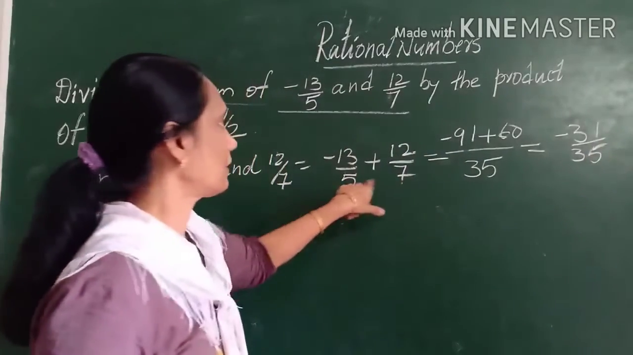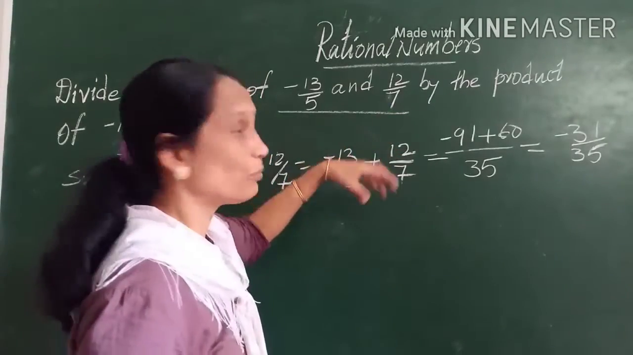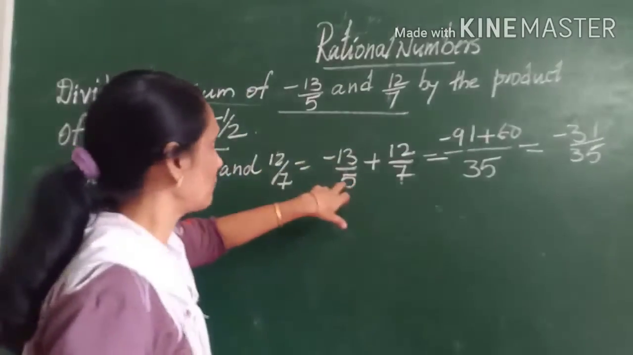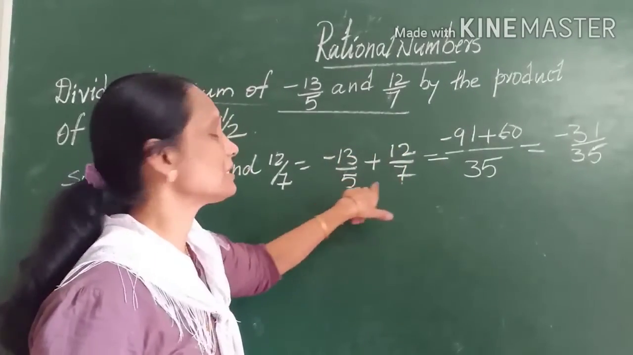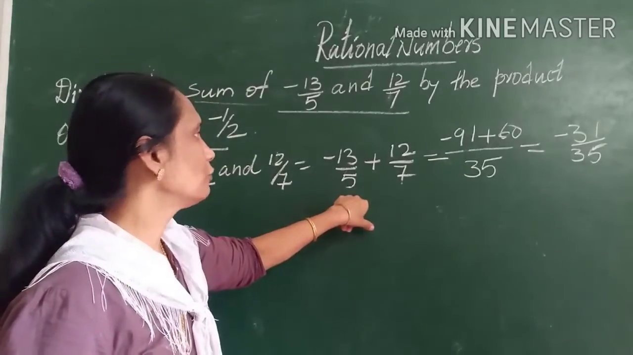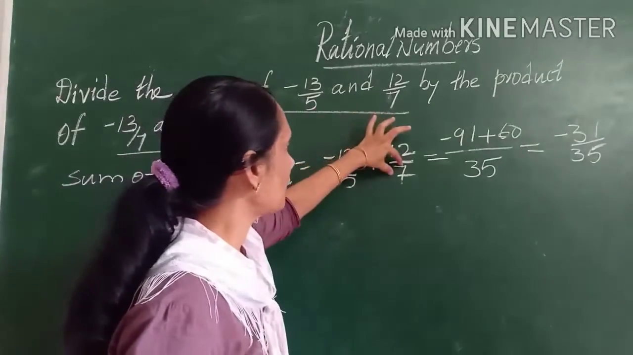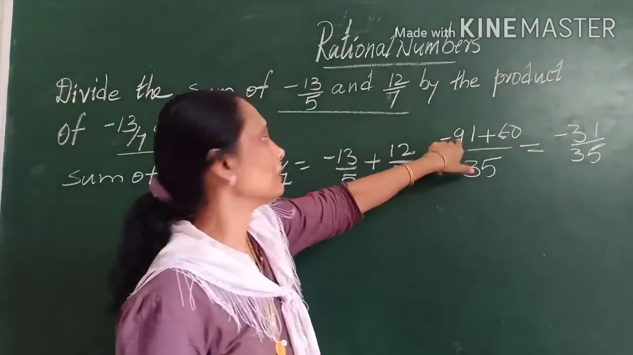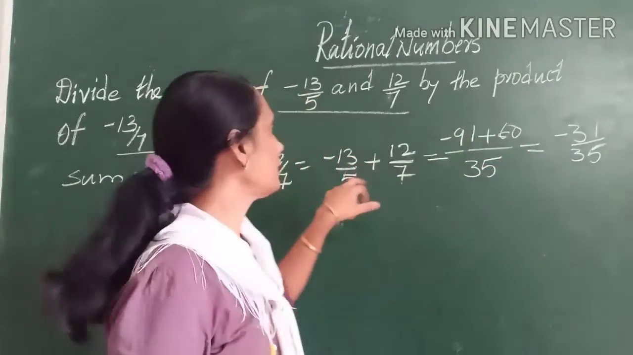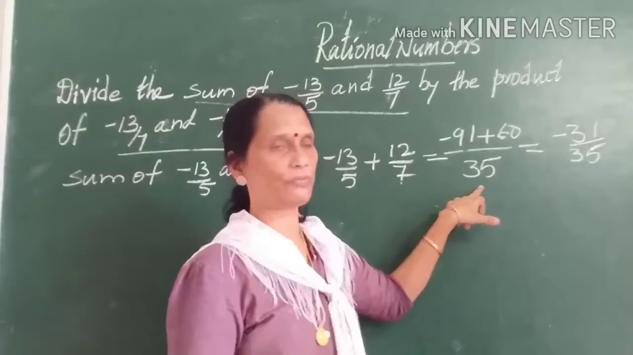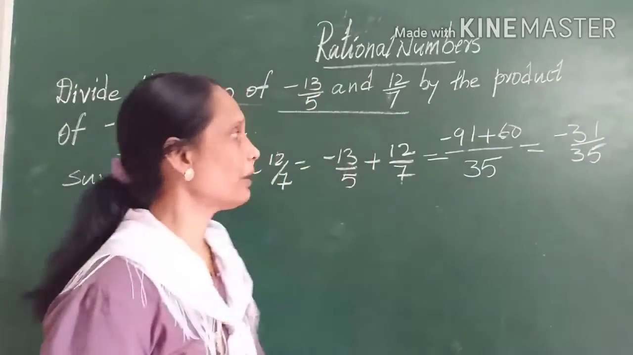Okay, we multiplied 7 and 5 together. Or we can go through the butterfly method. You know the butterfly method, multiplying and cross multiplying. When the denominators are different, actually for solving it we will go through that method. That will be easy. So 13 and 7 multiplied, we got minus 91. And 12 and 5 we have multiplied, we got 60. And 7 and 5 multiplied, we got 35. So minus 91 plus 60, that is minus 31 by 35.